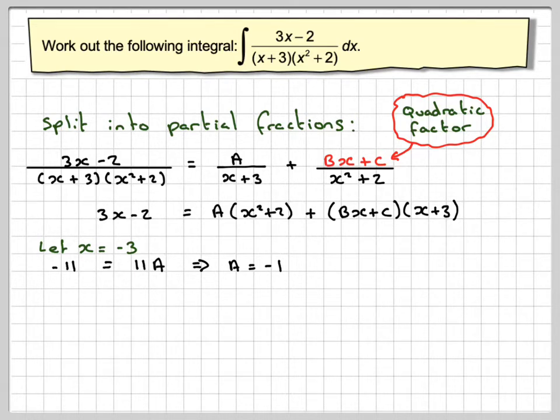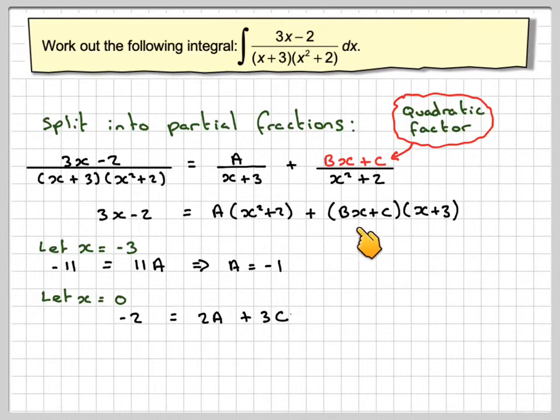The next step is to let x equal 0. The reason for letting x equal 0 is this becomes 0, and this becomes 0. And then when you do C times 0, you get 0 as well. So we're going to get -2 is equal to 2A plus 3C. So any term with x in will be 0.